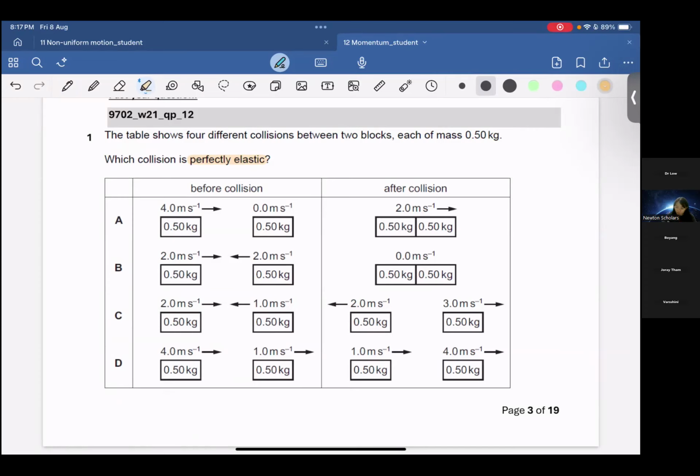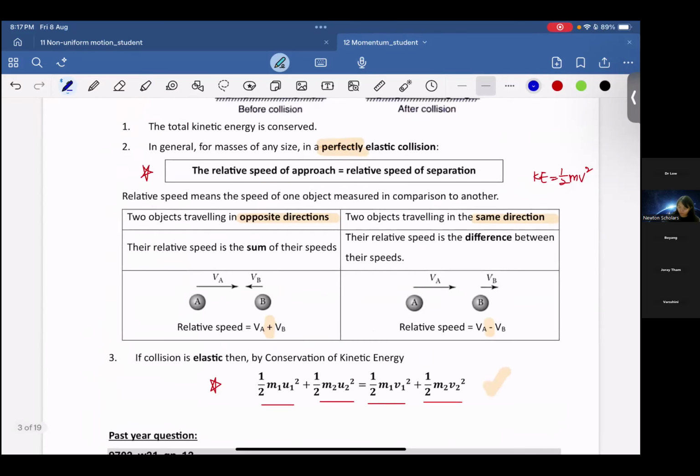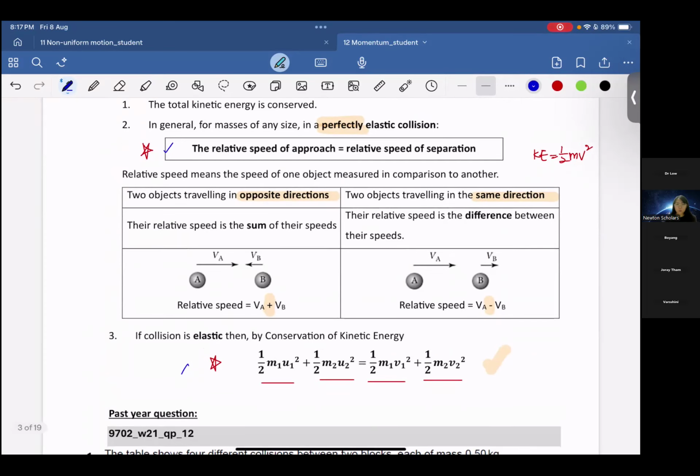Okay, boys and girls, you look at these. These two, after collision, they are combined. So they are actually inelastic. So these two can be cancelled. Confirm no. Then C and D, what is our answer? So just now we said perfectly elastic, then they fulfill this or this. But calculating the conservation of kinetic energy is more work to do.